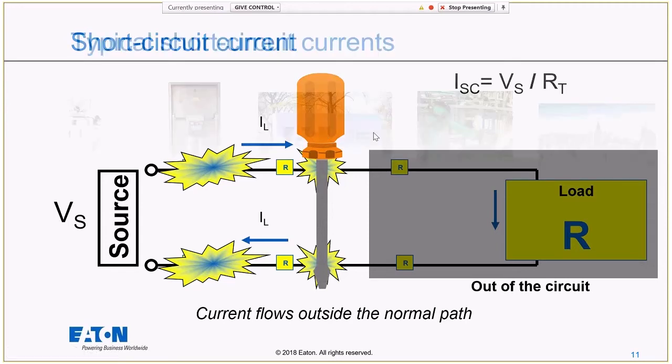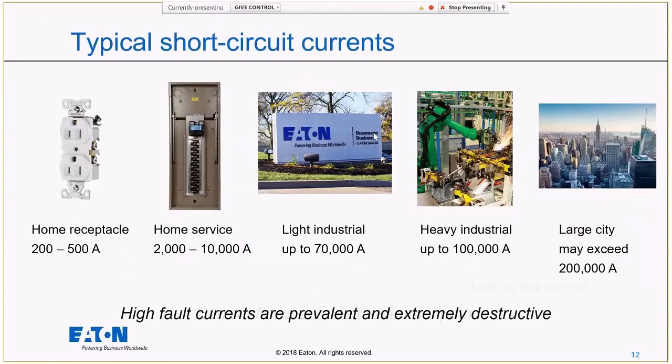Some typical values we might see for a short circuit current. At my home receptacle, I usually see between 200 and 500 amps maximum short circuit current. At the service of the home, between 2,000 and 10,000 amps. Now that's in a typical one-family residential environment. In a multifamily apartment building in a downtown area, I might see something more like 25,000. Light industrial is where we see 65,000, 70,000 amps.